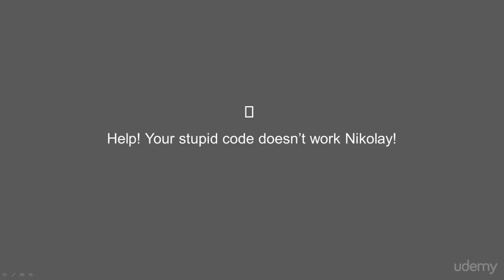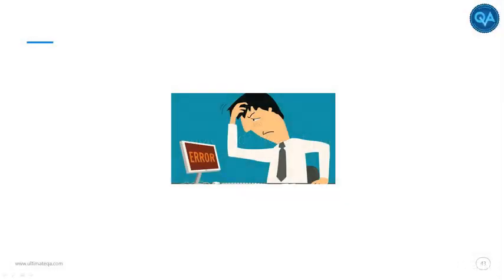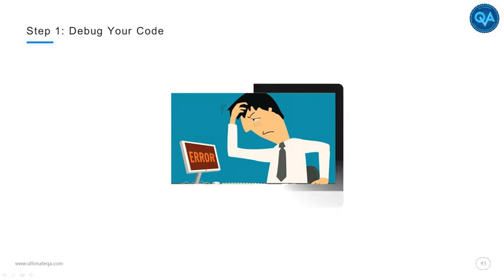I'm sorry, I have some bad news for you. Inevitably, you're going to run into errors, and you're going to have to figure out how to deal with those errors. Every QA automation engineer does, and it's part of the job. I run into errors every single day, and it's just a matter of figuring out how to deal with those errors. Step one is to debug your code.